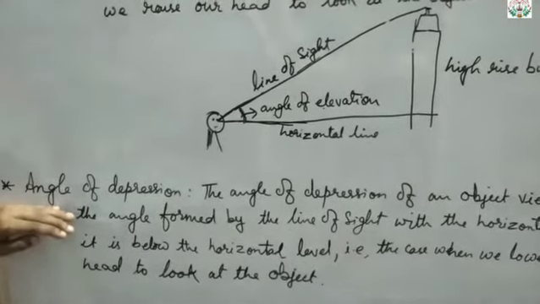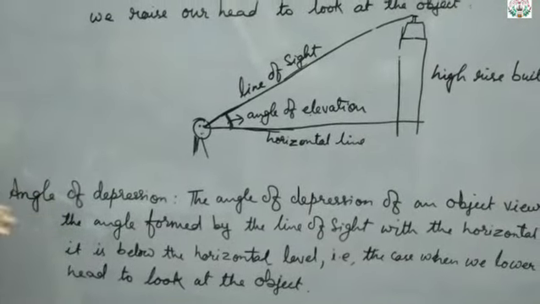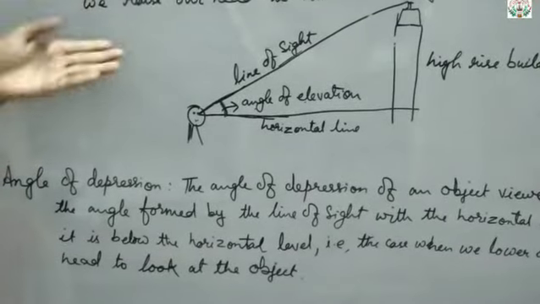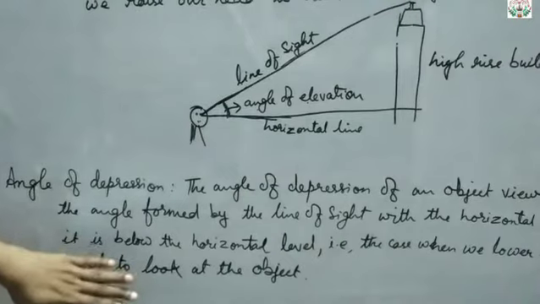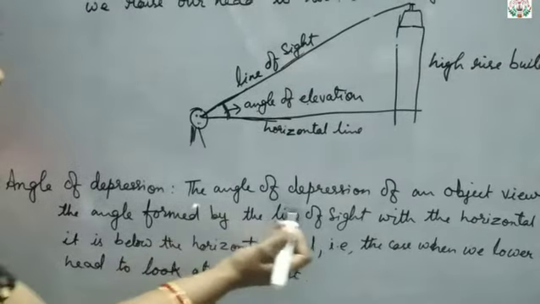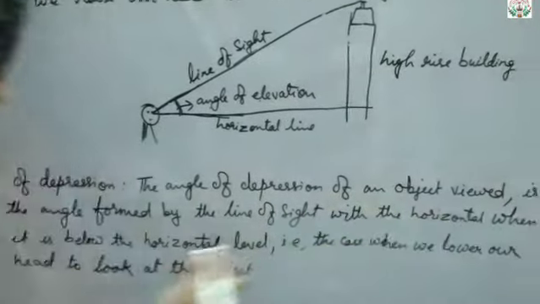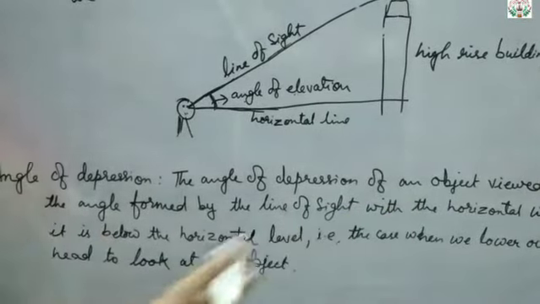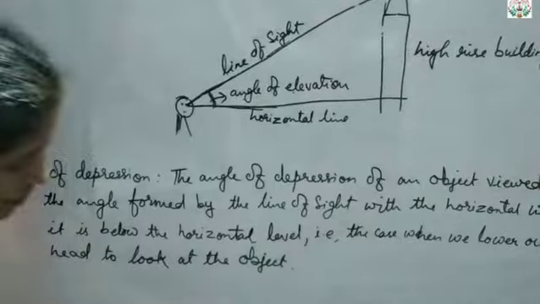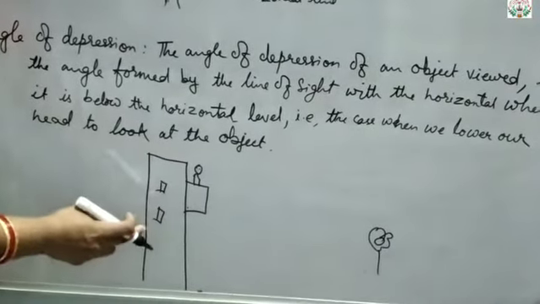Now the third point is angle of depression. Angle of depression means what? Just the reverse of this one. Angle of elevation is just the opposite. Here the angle of depression of an object viewed is the angle formed by the line of sight with the horizontal line. That means, suppose a high-rise building is there.